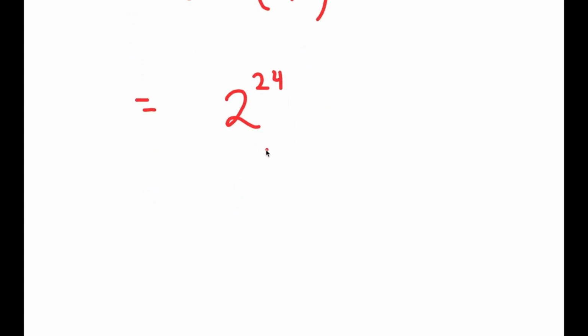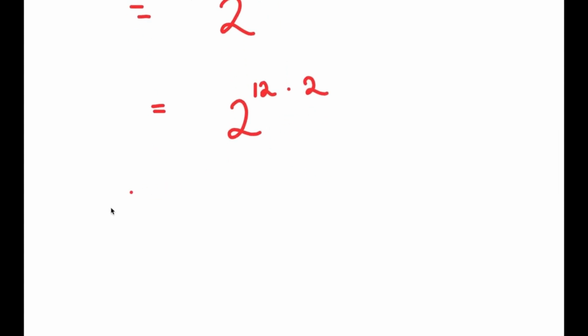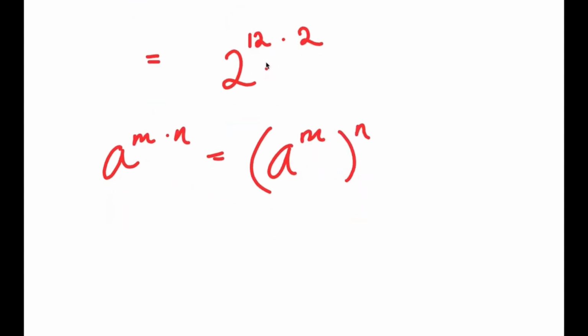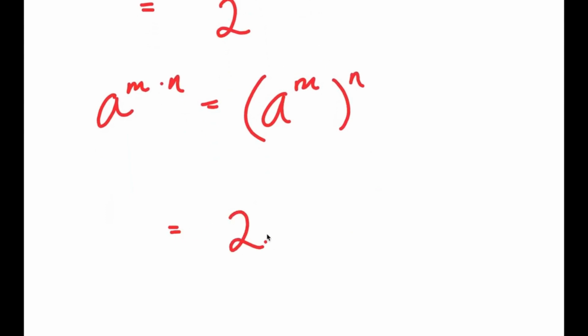Now, from here, I'm going to write this as 2 to the power of 12 times 2. The reason I did this is because I can now use the property a to the power of m times n is equal to a to the power of m, to the power of n. So 2 to the power of 12 times 2 is equal to 2 to the power of 12, to the power of 2.